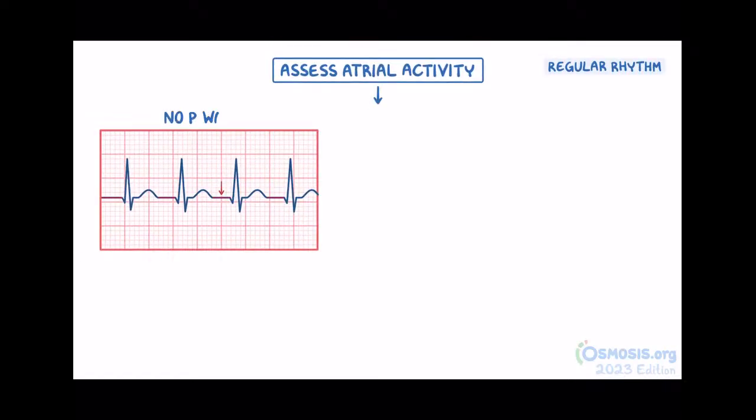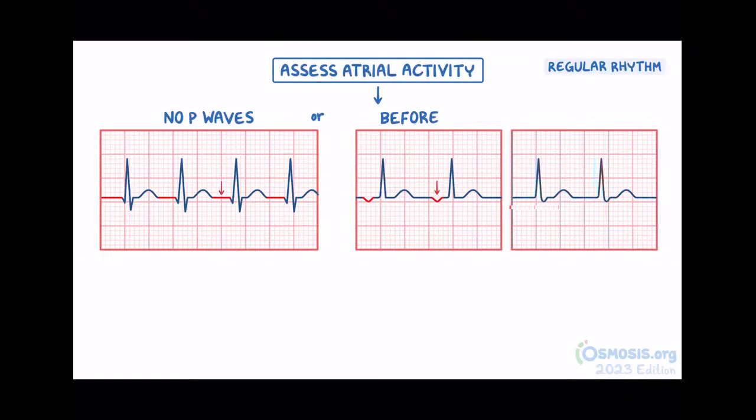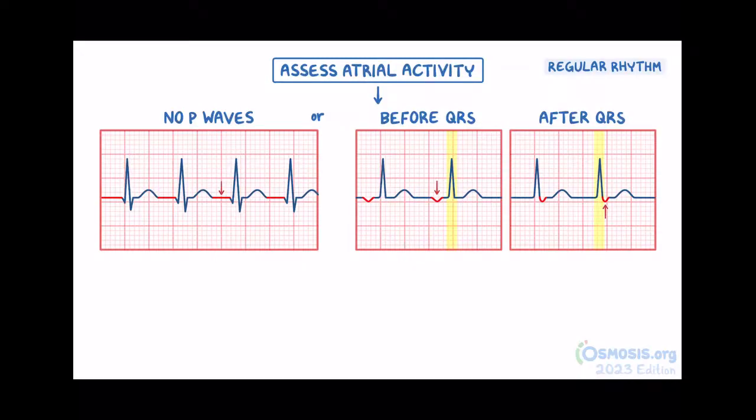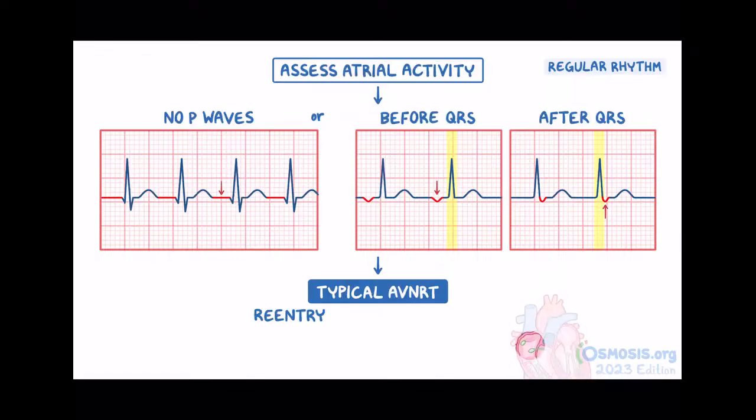Now, let's take a look at atrioventricular nodal reentrant tachycardia. Suppose you can't see P waves at all, or if they're just before or after the QRS complex, diagnose typical atrioventricular nodal reentrant tachycardia, or typical AVNRT. This type of tachycardia occurs when there's a re-entry circuit within the AV node.